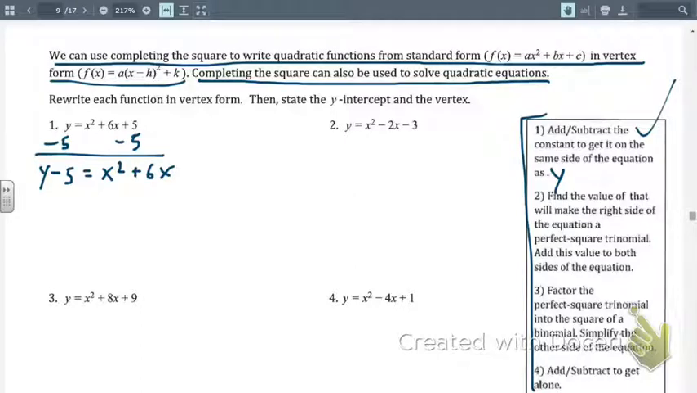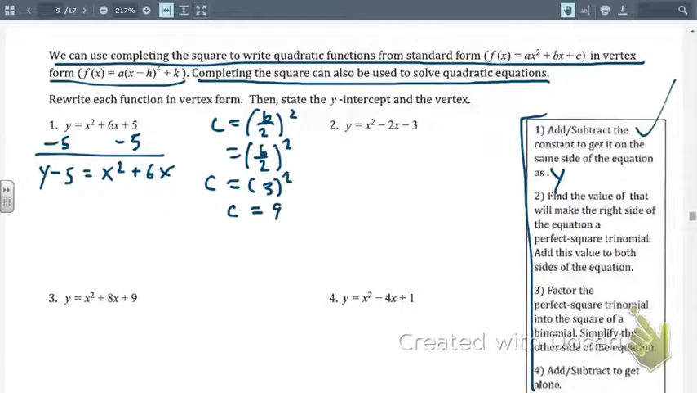So this is that part we just got done doing, finding our c. So our c is equal to b over 2 squared. So our b is that right there, it's 6. So 6 divided by 2 squared. So our c is equal to 3 squared. So c equals 9, and we're going to add that to both sides of this equation.